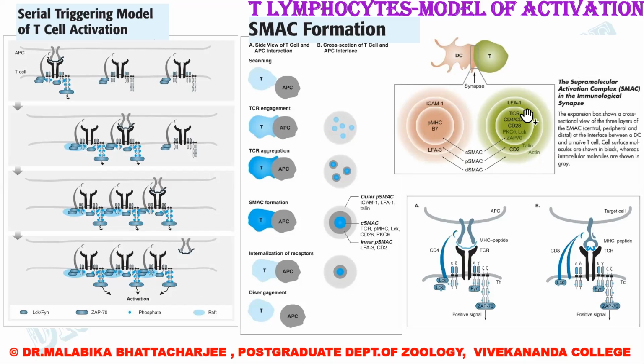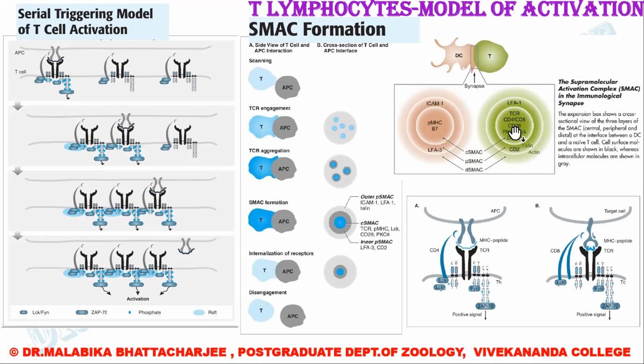Now this is the inner peripheral SMAC in the T cell. The inner peripheral SMAC is dominated by binding pairs of CD48, that is LFA3, and CD2. The adhesion molecules that first facilitated the T cell APC interaction become concentrated in the outer surface. You can see the actin molecules, they have been concentrated on the outer surface. So the adhesion molecules have now concentrated on the outer surface of the peripheral SMAC.